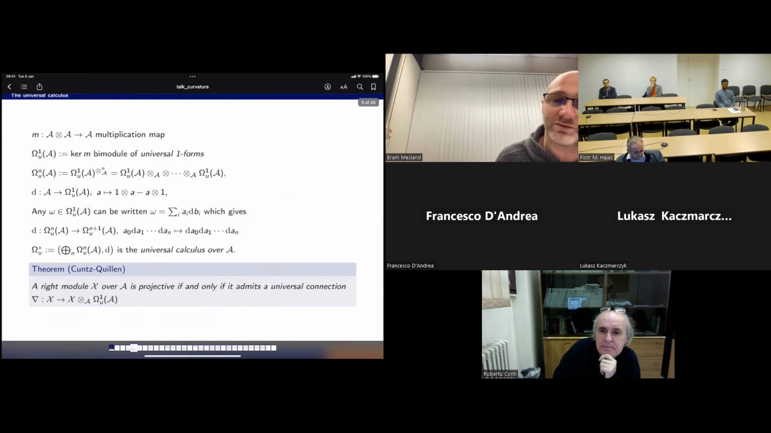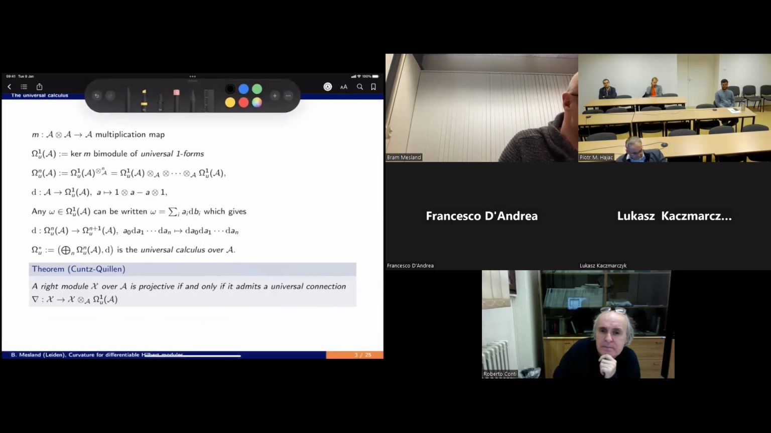We can just build a universal object, which is described on this slide here, where we start from the multiplication map on our algebra. That's structural data, right? And we look at its kernel. The kernel is a bimodule, and that is the bimodule of universal 1-forms.